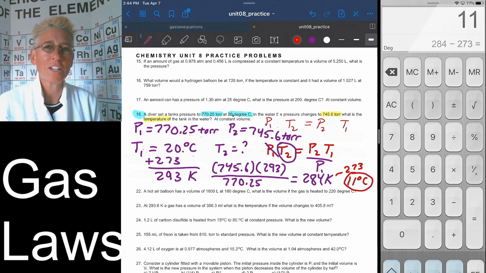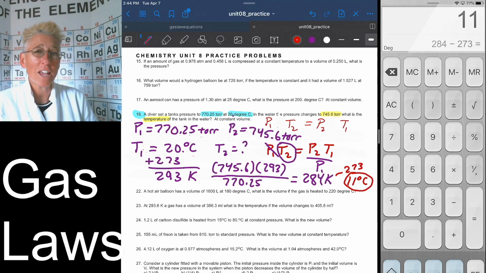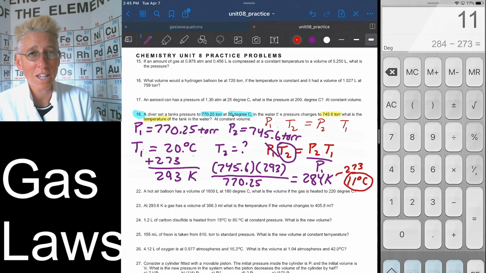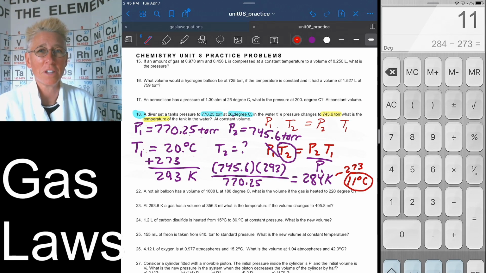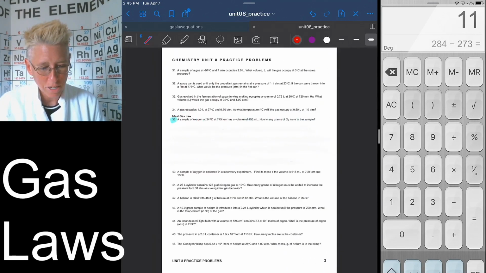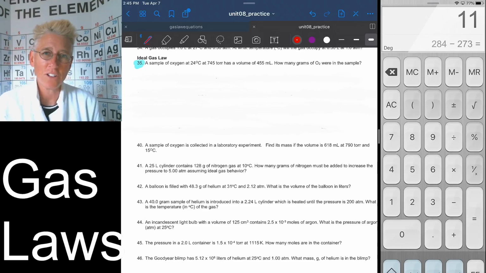So just recognize with gas laws that you have to have the temperature in Kelvin when it goes into the gas law, and then if you want to take it out of Kelvin, you have to subtract 273. Okay, so that's a combined gas law example. Let's go to the next page and do an ideal gas law calculation.